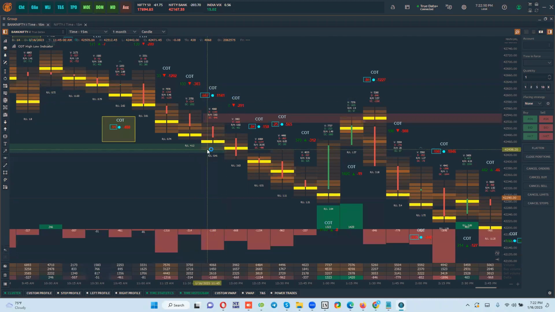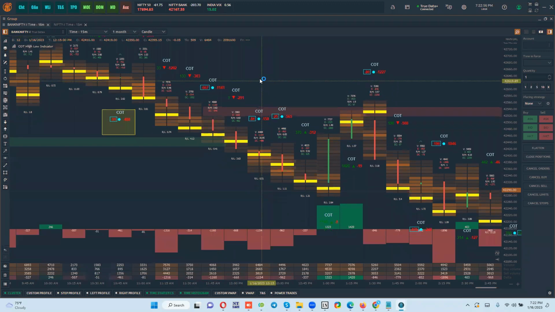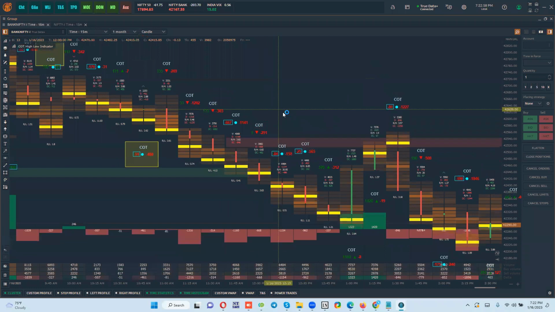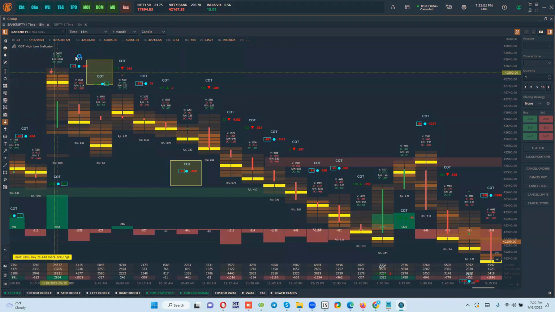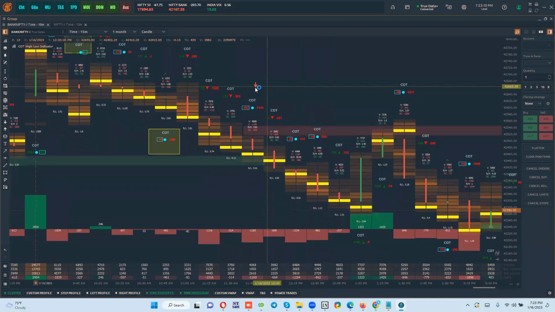From the low till the close, and from the high till the close, there were more sellers in this particular bar. So this is a sign of weakness. If I have to draw some bars here, I will do this. So this is a sign of weakness around this level as well.